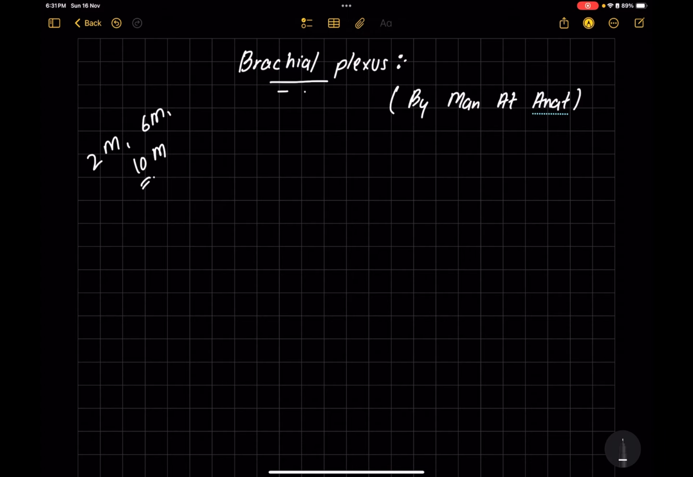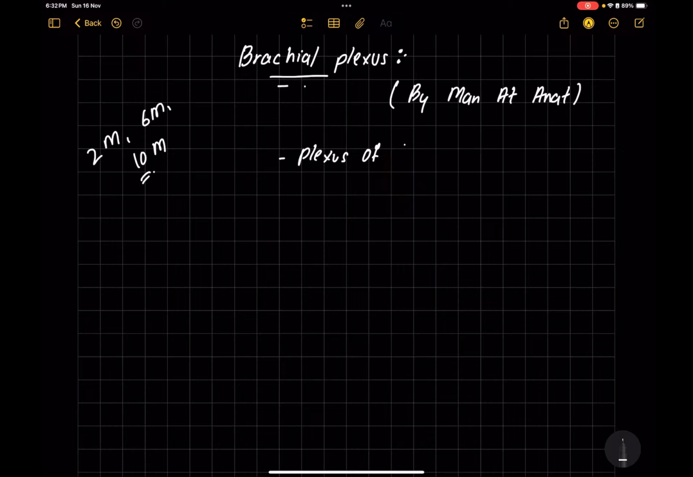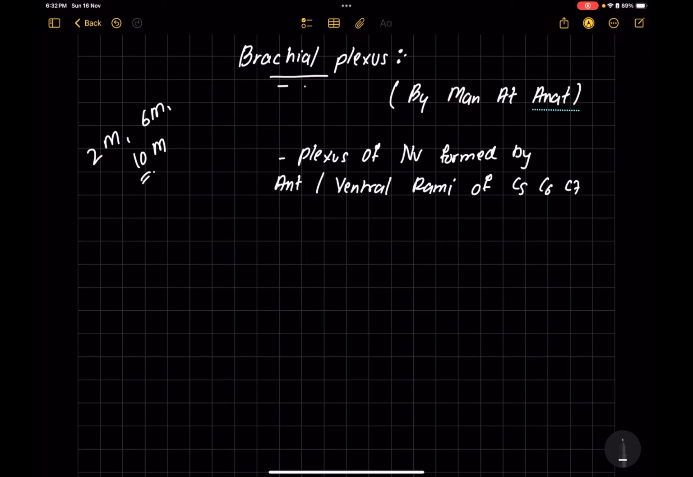First of all, what is brachial plexus? If we go definition wise, then it is a plexus of nerves formed by anterior or ventral rami of C5, C6, C7, C8 and T1 spinal nerves.